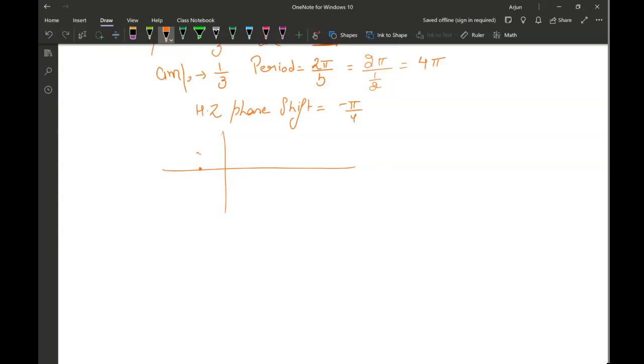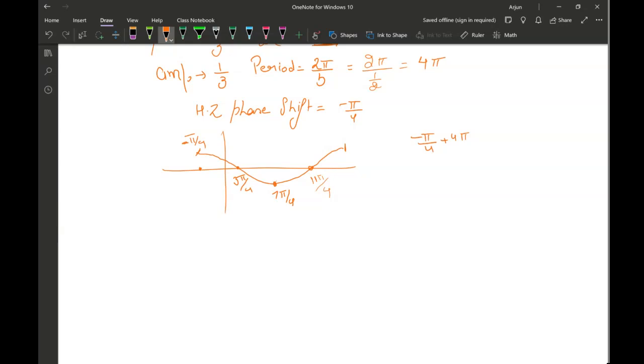Starting from here, it's going to go something like this, and this point is minus pi over 4, and this point will be 11 pi over 4, and this point will be 7 pi over 4, this is 3 pi over 4, and this point is 11 pi over 4. Okay, and then you can find out the final point also. So minus pi over 4 plus 4 pi is going to give you the final point.